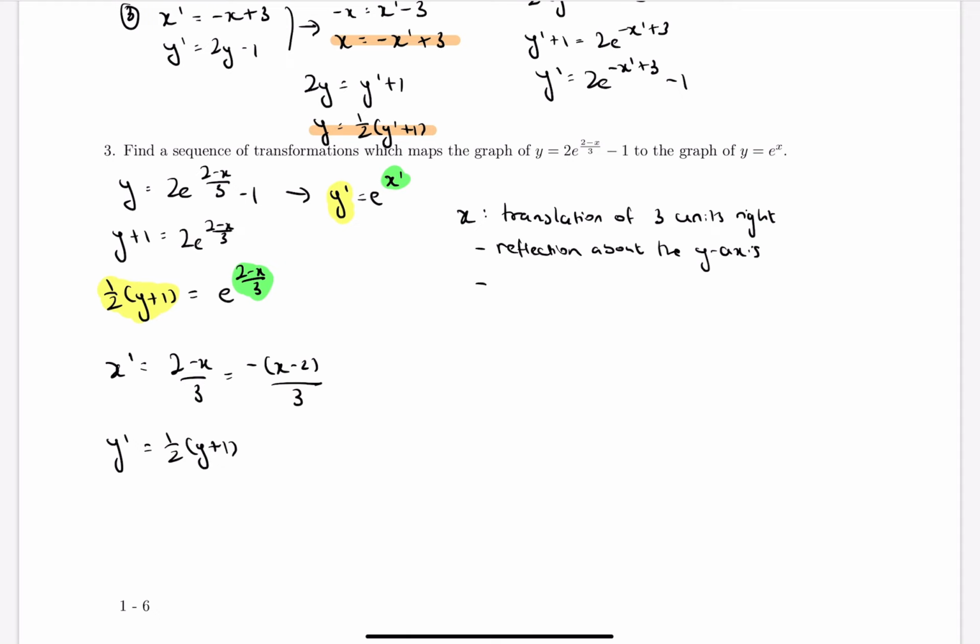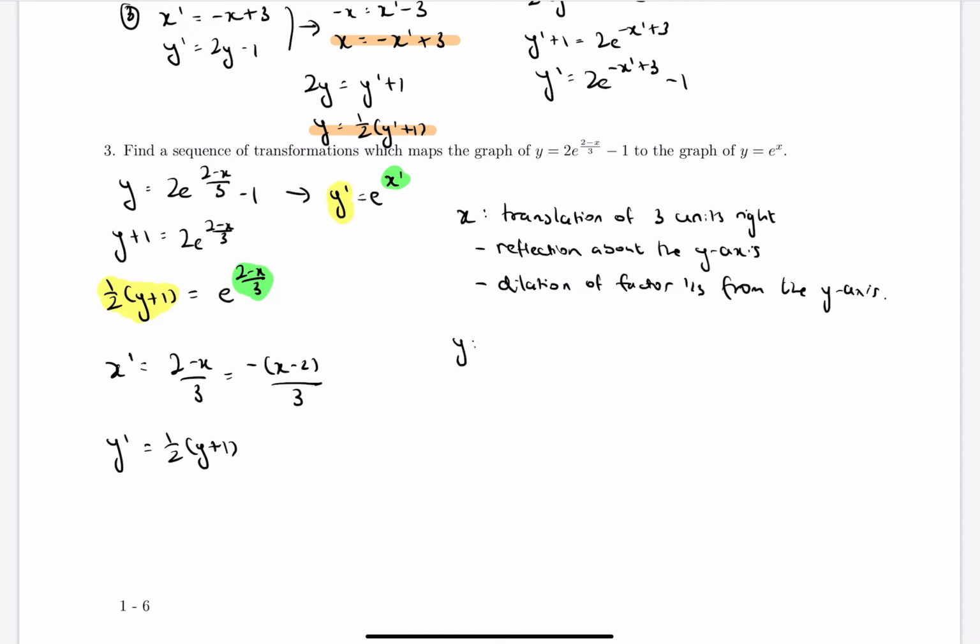And then the dilation. So it's divided by 3, which is the same as times 1/3. So it's a dilation of factor 1/3. Oh, sorry, from the y-axis, because it's the x value being affected. All right, so that's the sequence of transformations for x. You've done all of them. Let's let that go now and have a look at y.